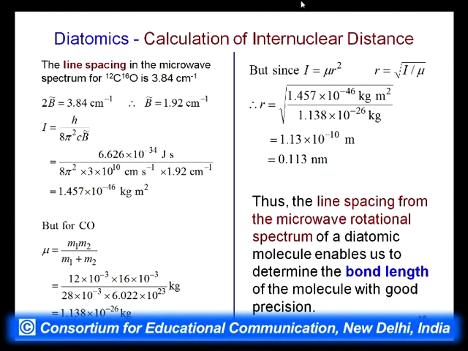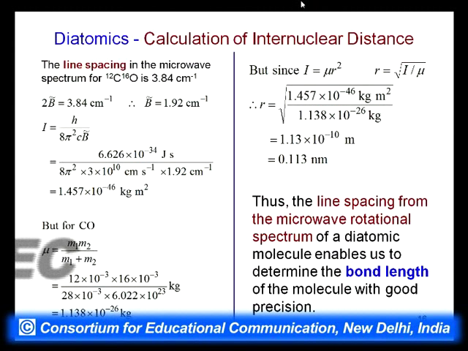The reason is that rotation gives us very accurate values of the rotational constant, which are correct up to the 5th or 6th place of decimal, even beyond that. And 2B bar, if it is equal to 3.84, this just for simplification we are using this. Therefore, B will be divided by 2, it will be 1 by 1.92, and if you find out the moment of inertia, this is equal to h divided by 8 pi square c.